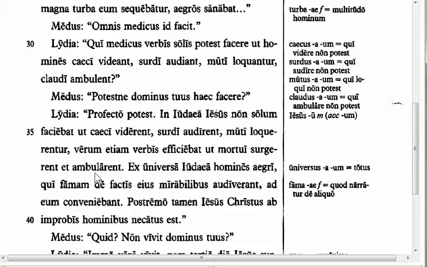So here we have a new form, viderent, plus ut. So it's an ut subjunctive clause, but instead of videant, which would be our present subjunctive, like you saw in the last chapter, we get ut viderent. This is the imperfect subjunctive.